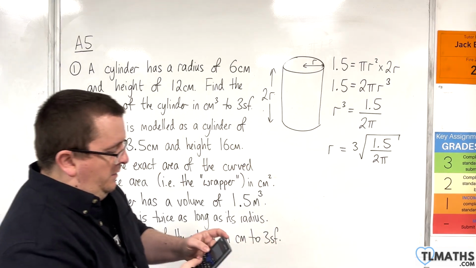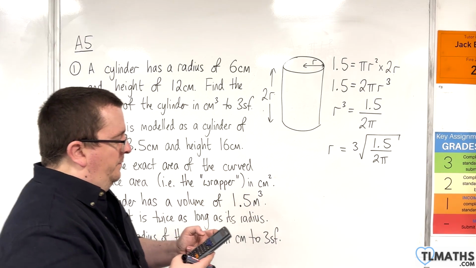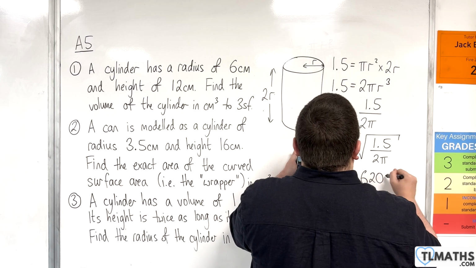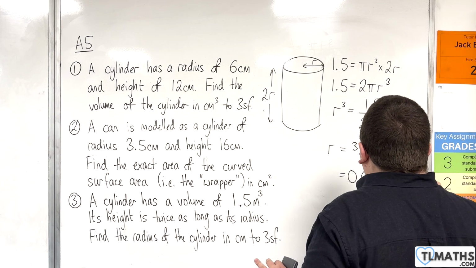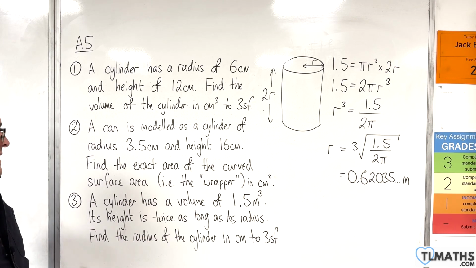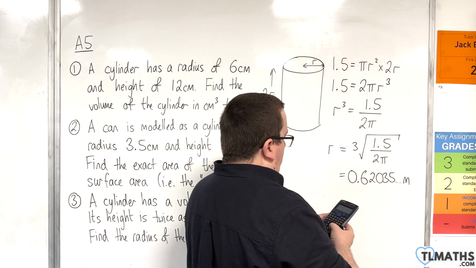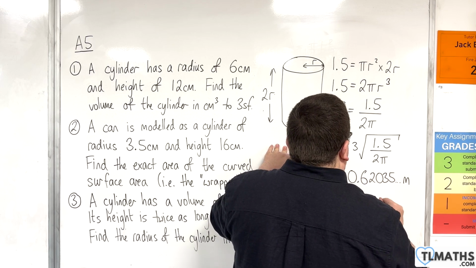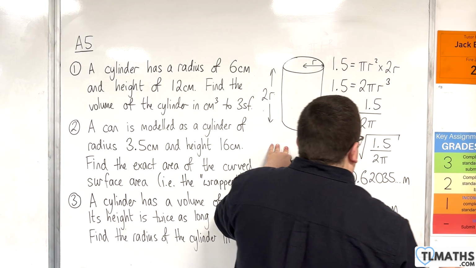So on my calculator, cube root of 1.5 over 2 pi. And we get 0.62035, etc. Now this is in meters, okay? Because remember our volume was in cubic meters. So we now have a radius in meters. So I need to multiply that by 100 to convert it into centimeters. So that would be 62.0 centimeters to 3 significant figures.